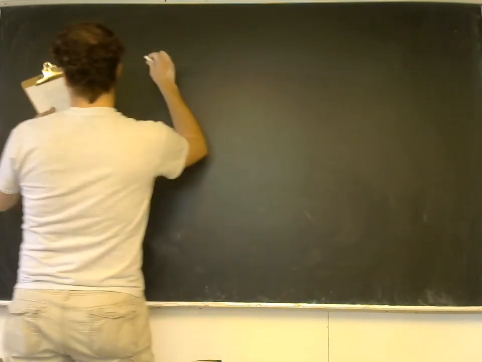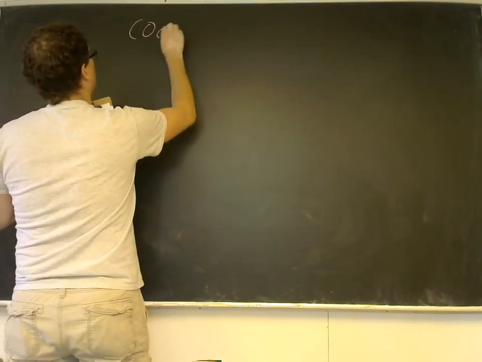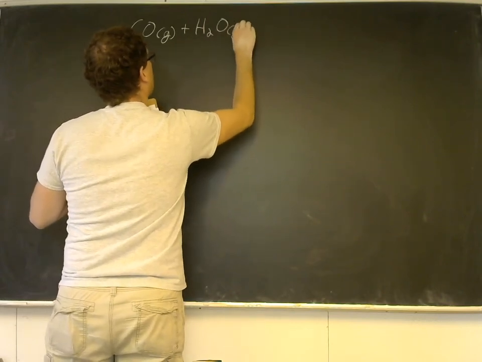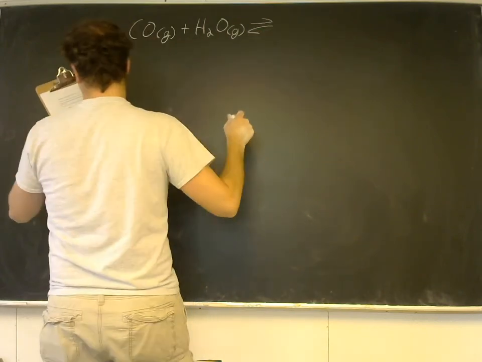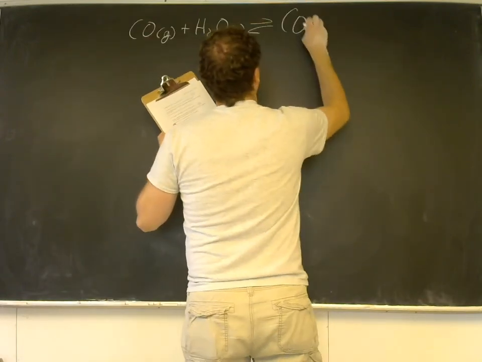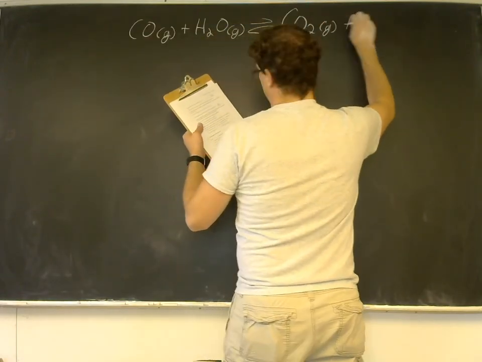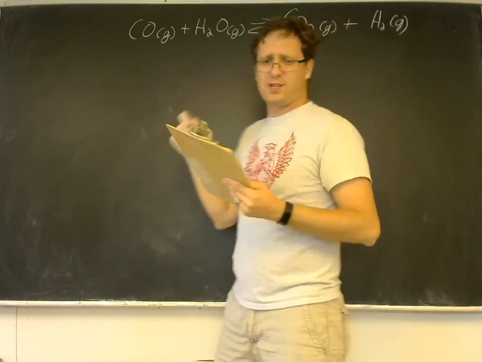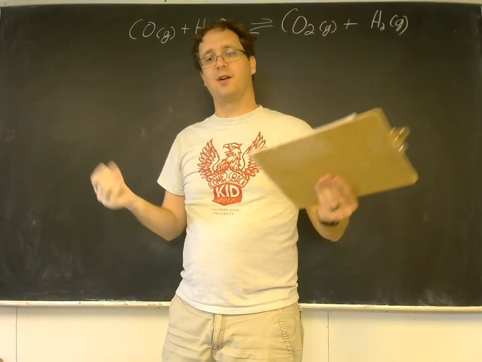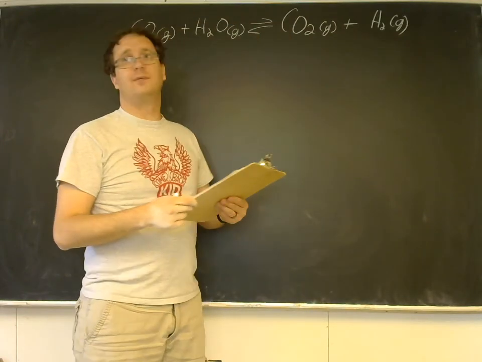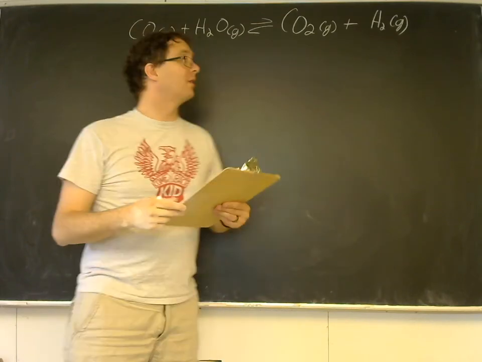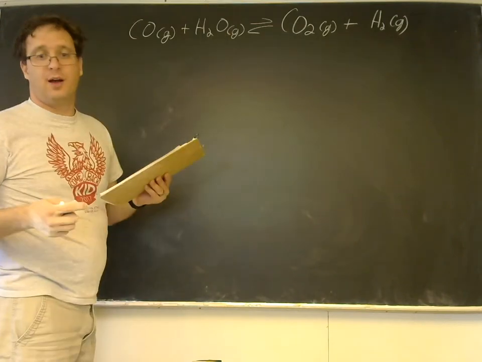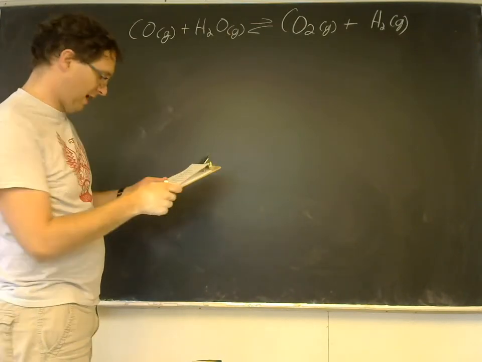So let's consider this reaction. Carbon monoxide gas plus H2O gas in equilibrium with carbon dioxide gas and hydrogen gas. This is one of those reactions that happens inside your catalytic converter in the exhaust of your car. And then the hydrogen would actually also combine to form more water in a second reaction.